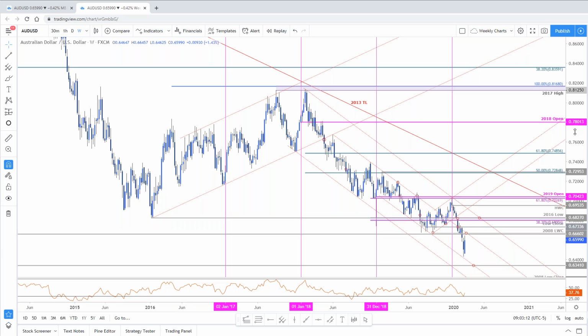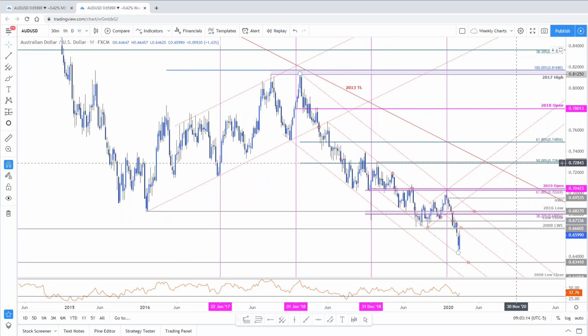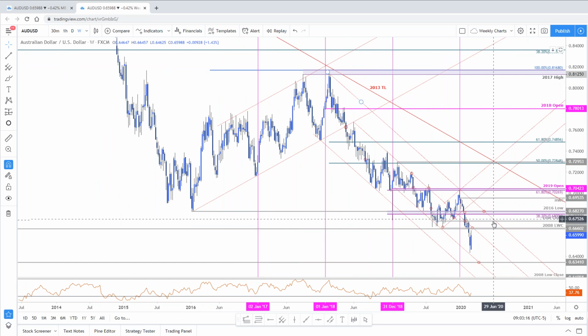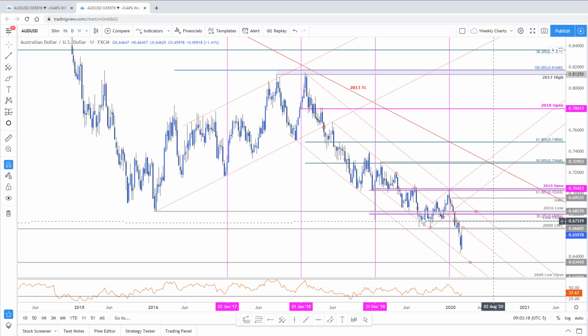So take these levels at face value. This is your weekly chart, guys. None of these levels matter until we get a weekly close above or below. But this is the critical threshold: 60.60 on the upside. If we break lower, there's nothing until like 63.40. A lot of room.